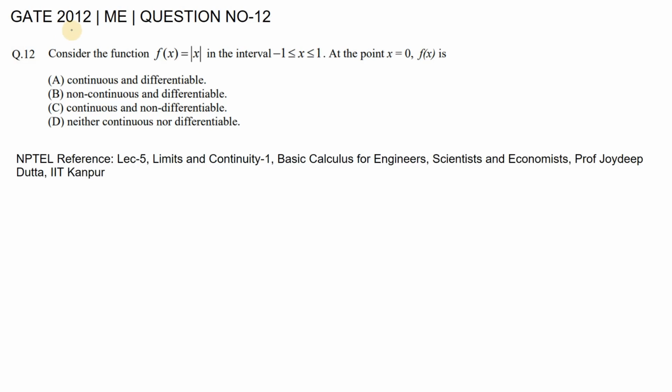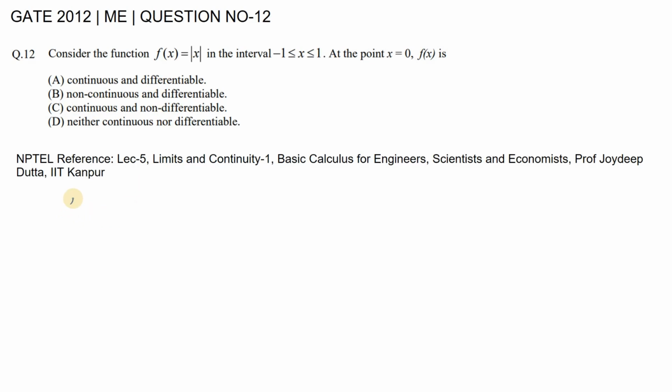This question is from GATE Mechanical Engineering of 2012. This is question number 12. The question is, consider a function f of x is equal to modulus of x in the interval x greater than or equal to -1 and less than or equal to 1. Now at the point x is equal to 0, f of x is, so four options are given to us.